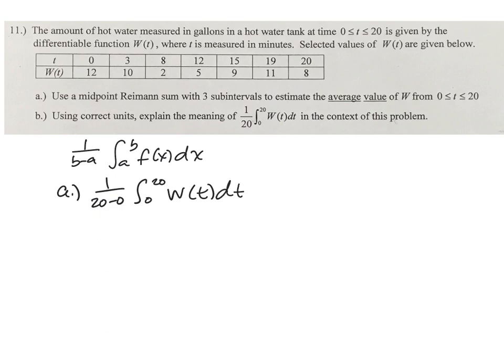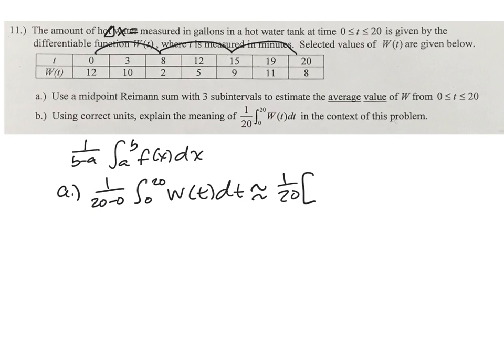and then we're going to approximate that with a midpoint Riemann sum. So that would be 1/20 of, now let's find that midpoint Riemann sum with 3 subintervals. So we're going to break this chart up into 3 subintervals. So we'll go from 0 to 8, and 8 to 15, and 15 to 20. All right, so you'll notice this time delta x is not constant.